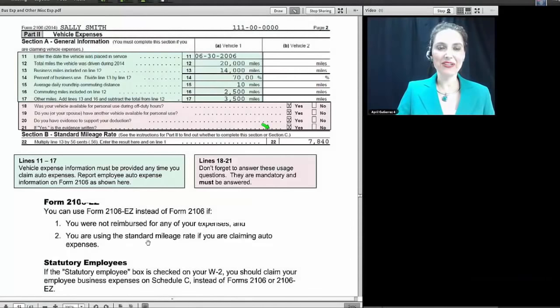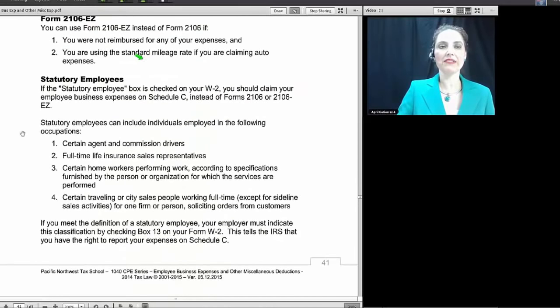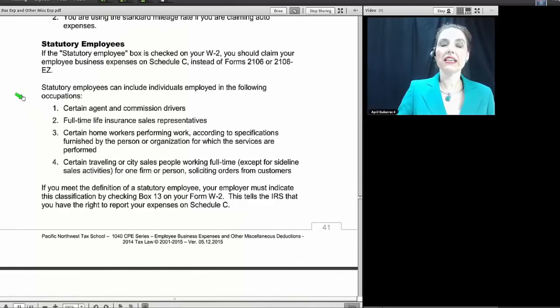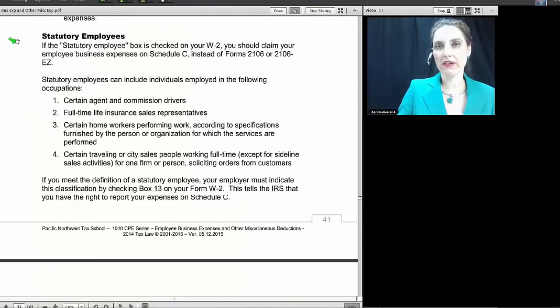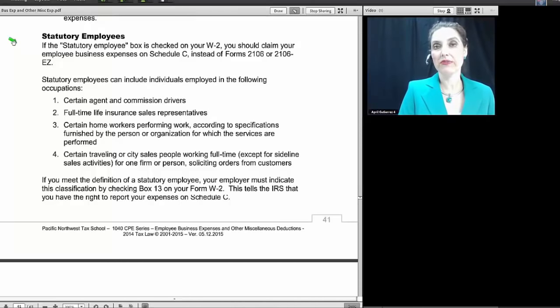And we're going to move on to the next topic briefly. We're just finishing up the concept of employee business expenses, but interestingly, we're on to a different kind of employee called a statutory employee. And statutory employees get some special rules. The big rule with statutory employees is that if you are one, you don't complete Form 2106 and you don't deduct your expenses on 2106 at all. Instead, you would claim your expenses on Schedule C.